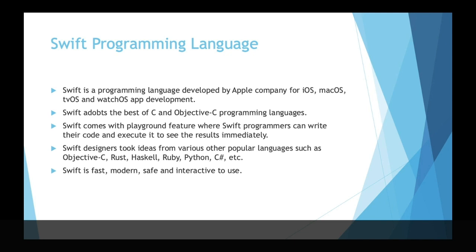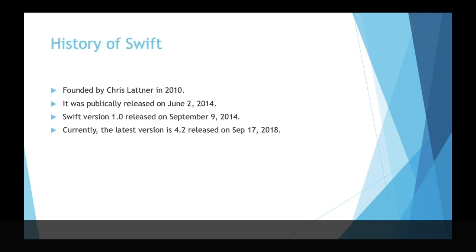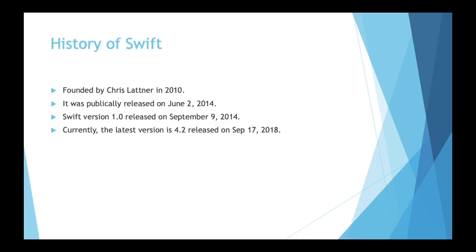Let's have a look at its history. The Swift programming language was founded by Chris Lattner in 2010, but publicly it was released on 2nd June in the year 2014. Swift version 1.0 was released on September 9, 2014.